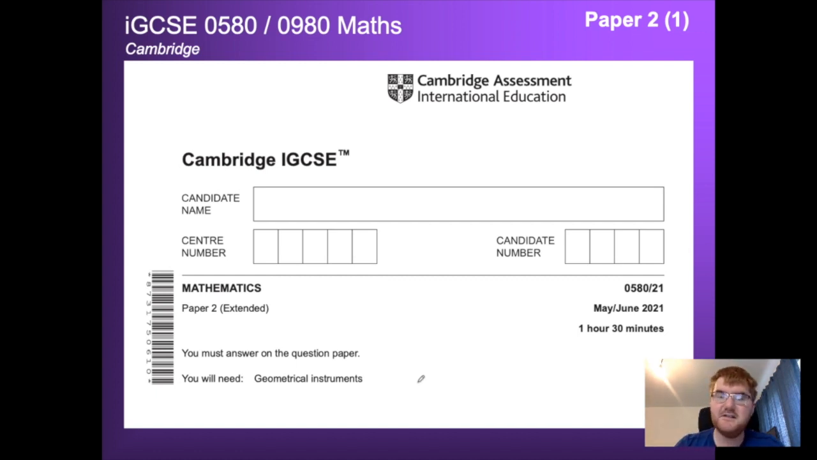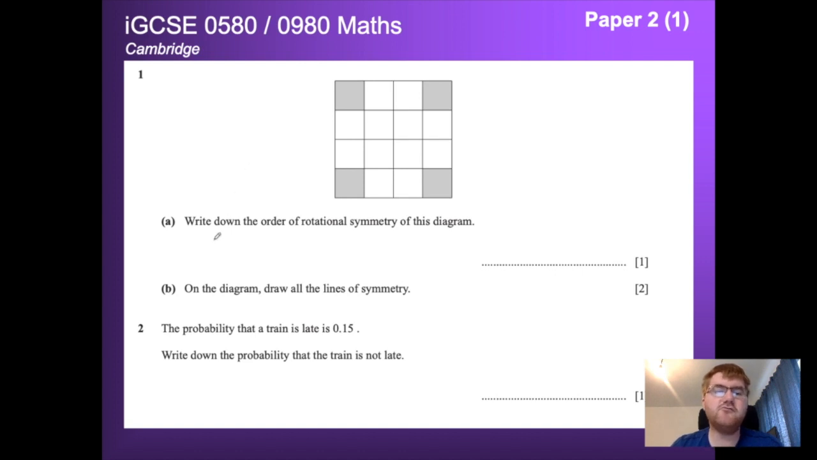Right, let's get started. Question 1, we want to write down the order of rotational symmetry of the diagram. This phrase, rotational symmetry, is important. What this means is how many times I can turn the shape and it looks the same. Now notice we have a square here.